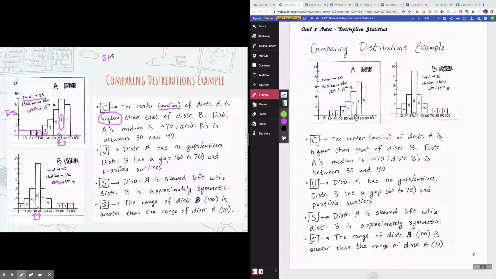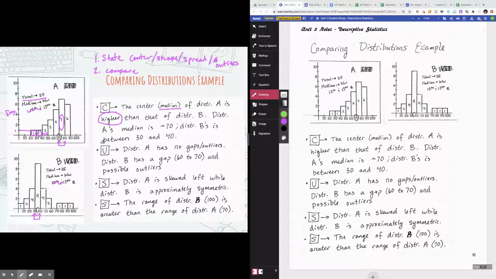So you have to state the center, or whatever it is you're talking about at that step, right? So center, the shape, spread, number of outliers, etc. Okay, so state them and then compare, right? What's higher, what's lower, etc.